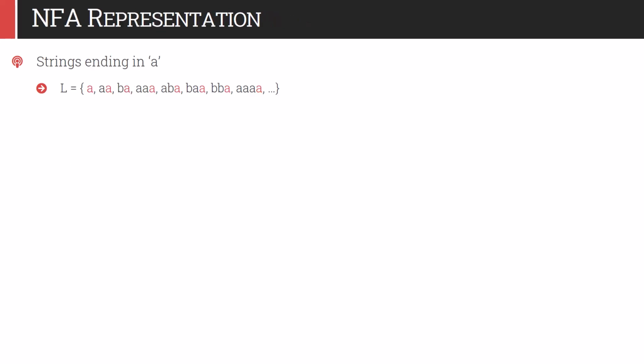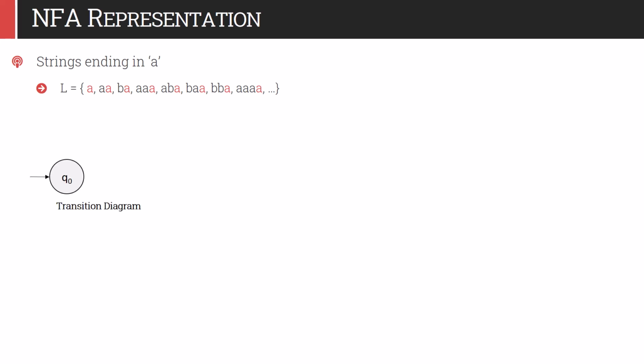Let us represent NFA. So consider the language in which strings are ending in A. So the smallest possible string would be A. Then strings of length 2 would be AA and BA. Strings of length 3 would be AAA, ABA, BAA and BBA. And strings of length 4 would be AAAA and so on. Okay, this is an infinite language.